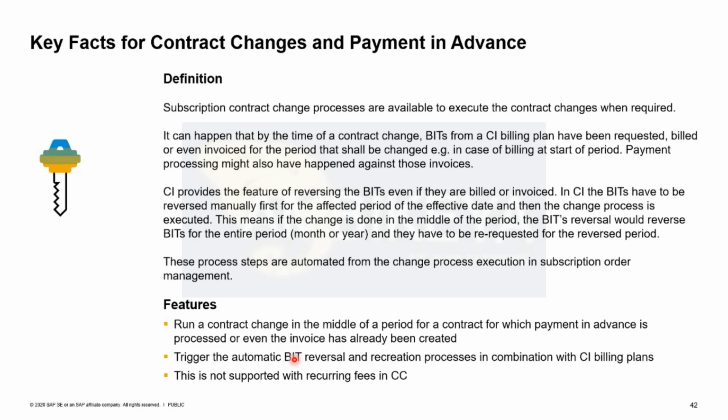So this feature is now automated. Now, when a change is requested for a contract with advance payment, the system will automatically reverse the bits for the period of change, execute the change, and re-request bits based on the time slices that are applicable. And this feature works only with CI bits, and with CC, this is still not supported.